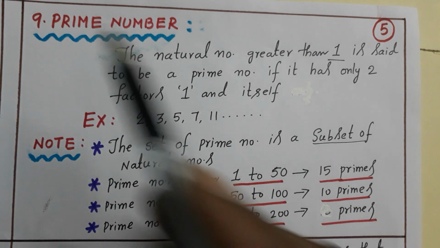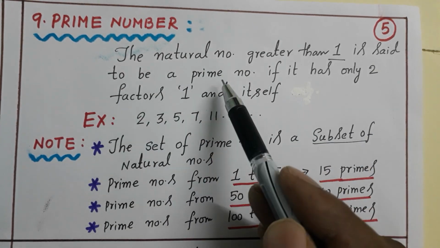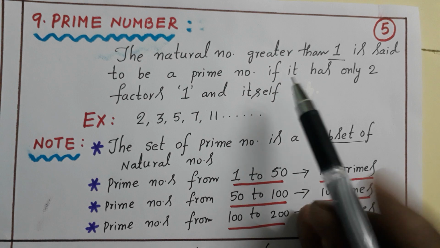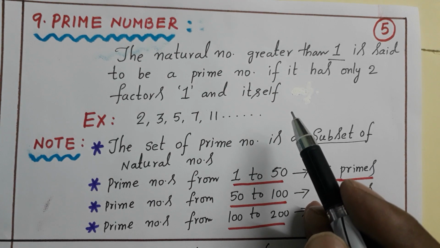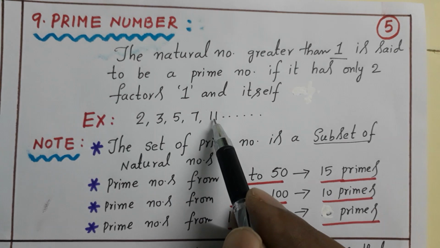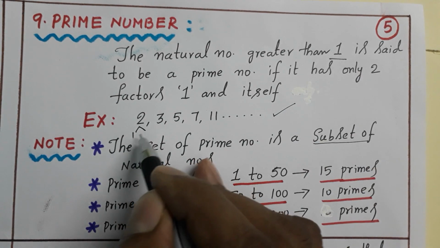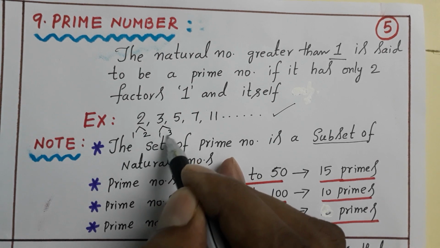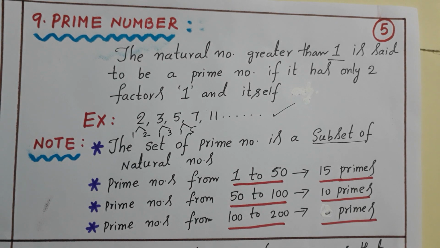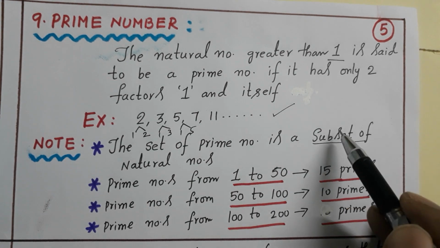Coming to one more important topic, children, prime number. A natural number greater than 1 is said to be a prime number if it has only two factors, 1 and itself. Yes, children, prime numbers have only two factors, 1 and itself only, no other factors. For example, you see 2, 3, 5, 7, 11, etc. These are all said to be prime numbers because 2 has only two factors, 1 and 2. 3 has 1 and 3. 5 has 1 and 5 and so on. That means 1 and itself only. You see here, the set of prime numbers is a subset of natural numbers. Subset means it's a part.